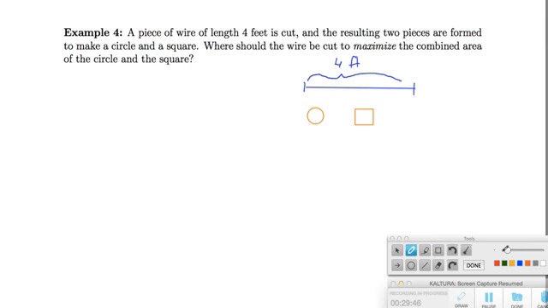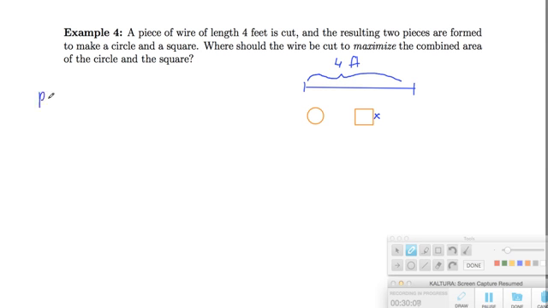So here's what I'm going to do to start off. I'm going to name a variable. Now, it could be tempting to name the radius of the circle, but I'm going to actually name one of the side lengths of the square. The math works out well that way. So let's suppose that I named one of the side lengths of the square x.